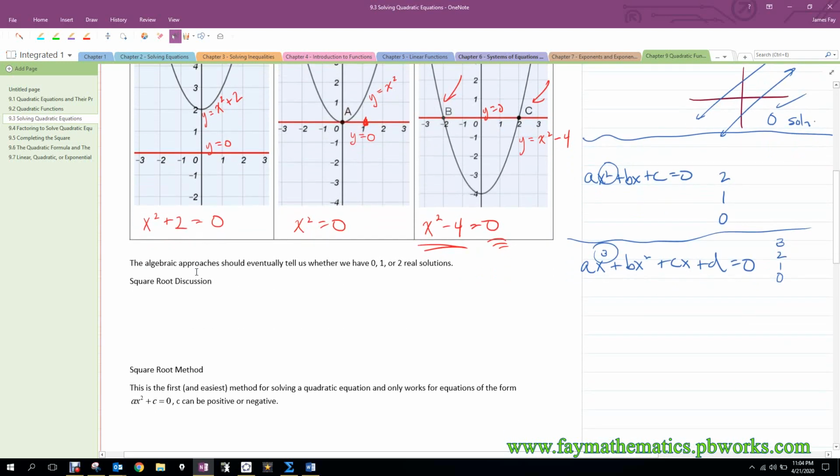Let's talk about the square root discussion here. What I want to talk about is square roots. So square roots are, let's say I have the square root of, let's just say 16. Okay, so this is a symbol for another number.